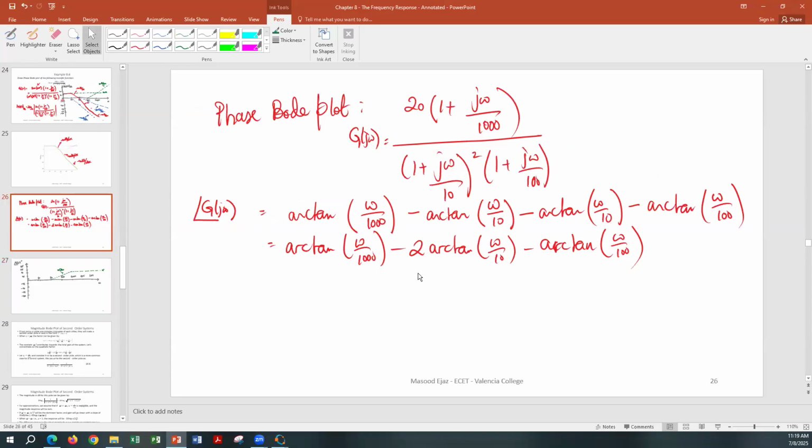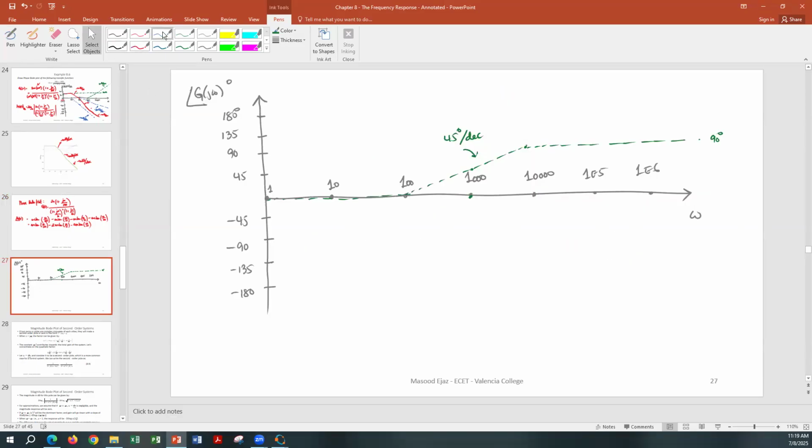Second term, or you can do this term first. Arctan of omega over 100 with a negative sign. So until omega is 1/10 of 100, which is 10, this is going to be 0. At omega equal to 100, it's going to be negative 45. And at 1000, it is going to be negative 90 degrees.